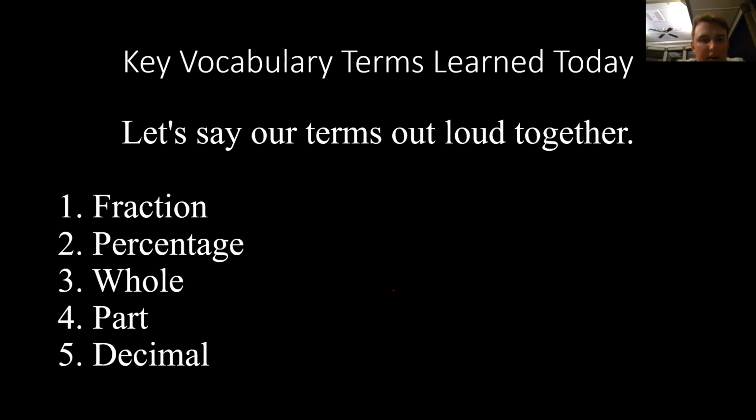So now that we got the assessment out of the way, let's review our key vocabulary terms learned today. Let's say our 5 terms out loud together. The first one, fraction. The second one, percentage. The third one, whole. The fourth one, part. The fifth one, decimal. Those were our 5 key terms that we learned today.